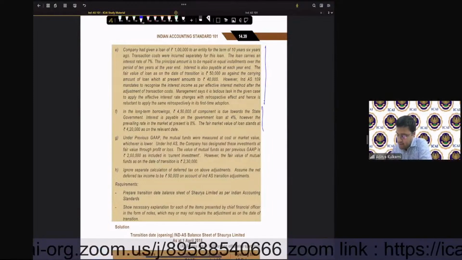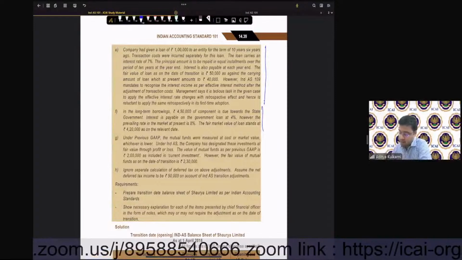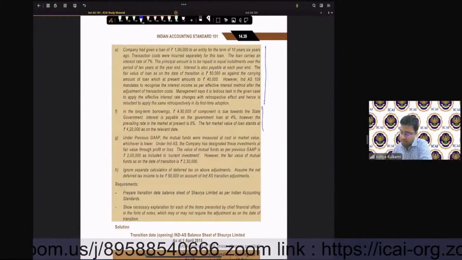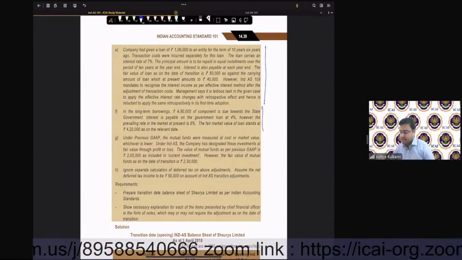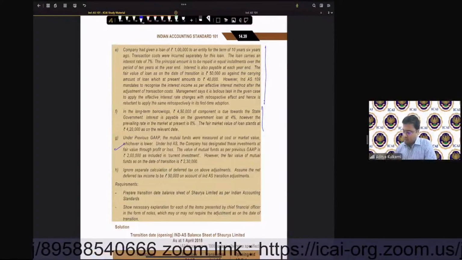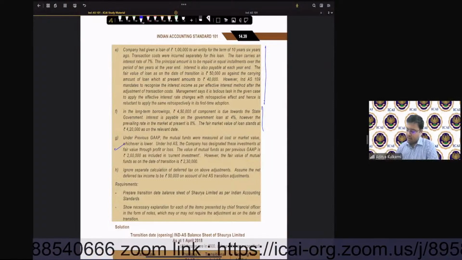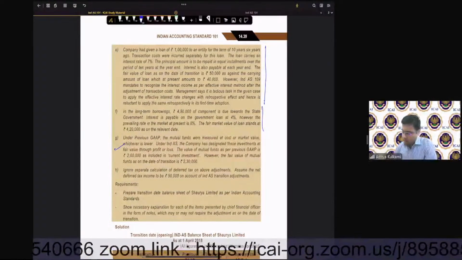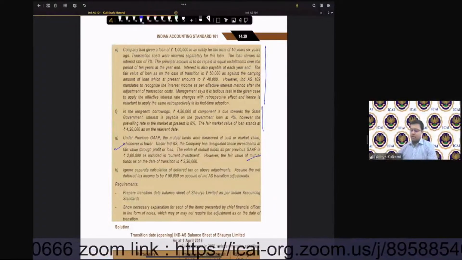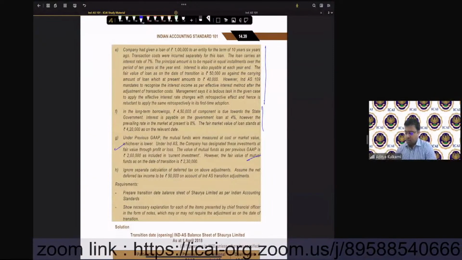Next, under previous GAAP, the mutual funds were measured at cost or market value, whichever is lower. Under Ind AS, the company designated these investments at FVTPL. So the value of mutual funds is 2 lakh as included in the current investments. However, the fair value of the mutual fund is 2 lakh 30,000. So fair value is available. You can take that and do the working.